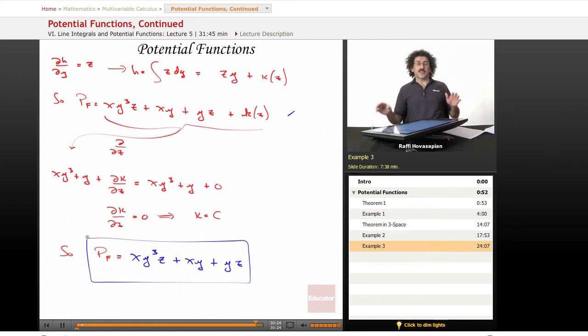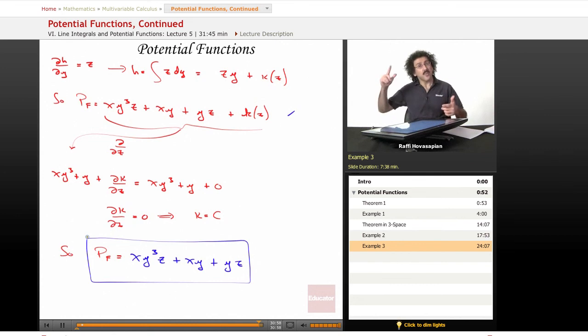So once we know that certain hypotheses are satisfied, we can go ahead and start to construct this potential function. We do it by integrating one variable at a time. We take the first coordinate function and integrate with respect to x. We get our potential function. We differentiate that with respect to the next variable, which is y, and we set it equal to the second coordinate function. We match corresponding terms, and then we integrate with respect to y. Along the way, we recover an extra function.